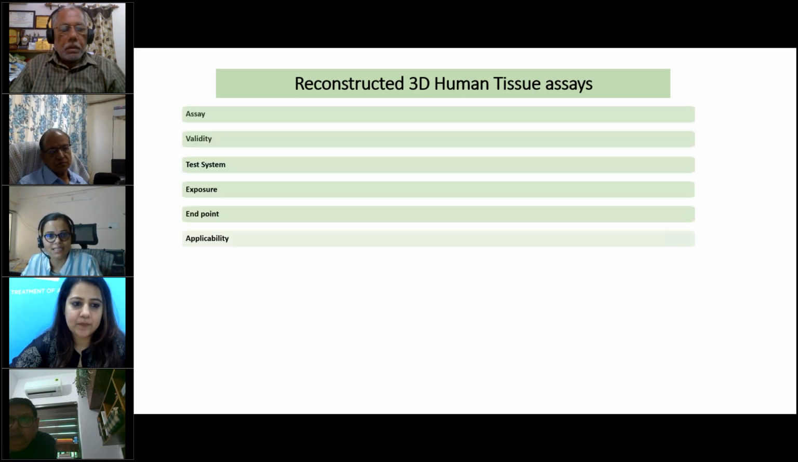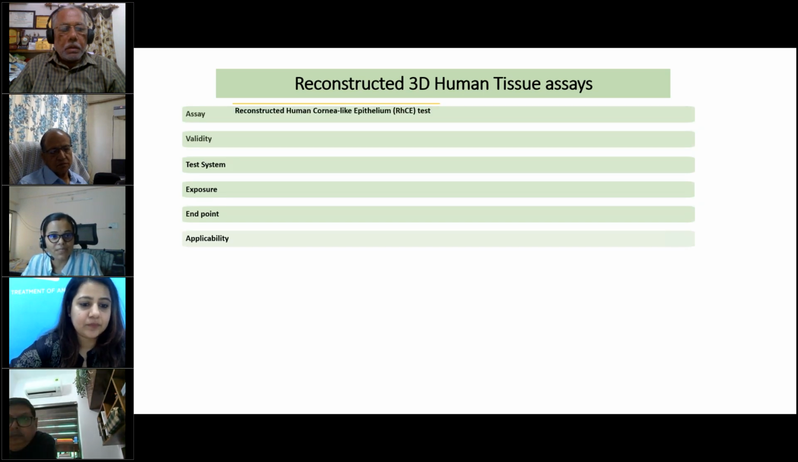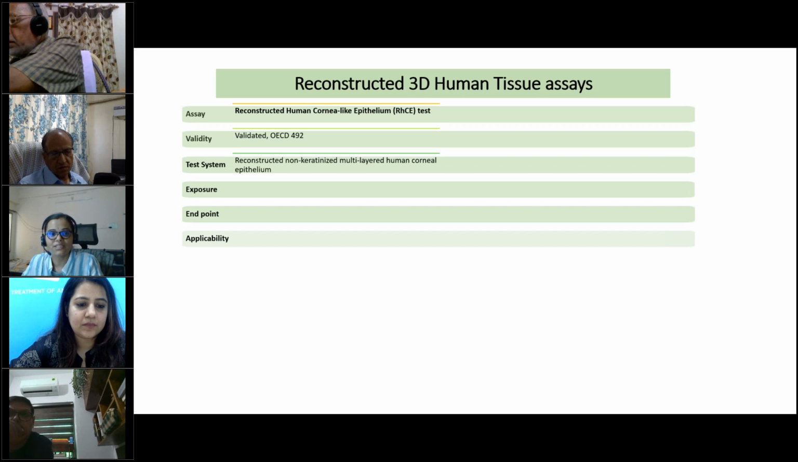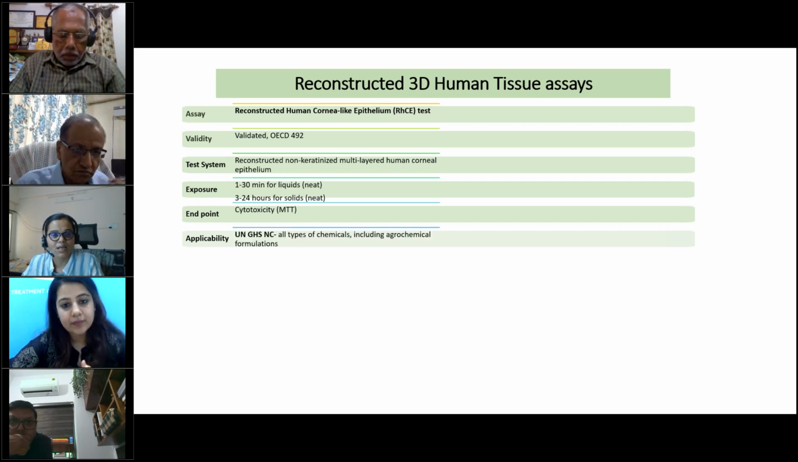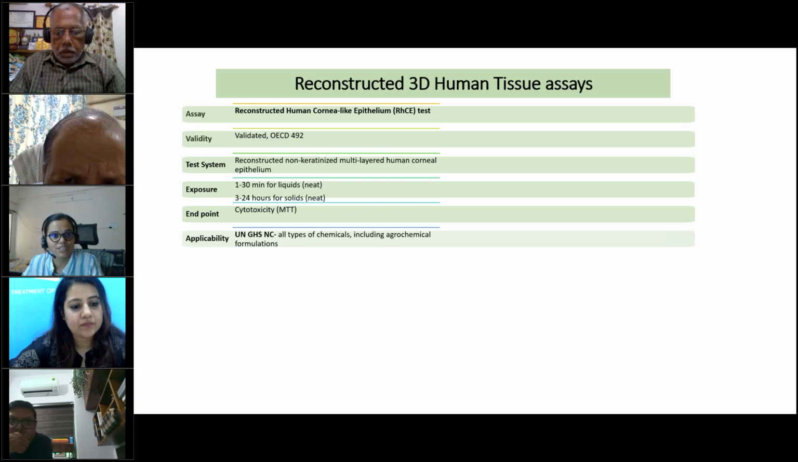If we see the RHCE test, the basic and commonly used test, the validity is based on OECD 492 guideline, and the test system used is reconstructed non-keratinized multi-layered human corneal epithelium. The exposure for neat liquids would be 1 to 30 minutes, and for neat solids it is 3 to 24 hours. The endpoint measured is cytotoxicity with the MTT reduction assay, and the applicability is to detect the UN GHS non-category of chemicals, including all agrochemical formulations.